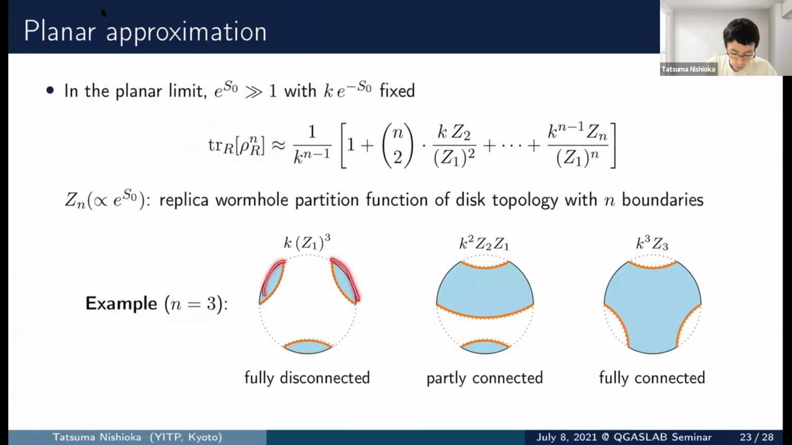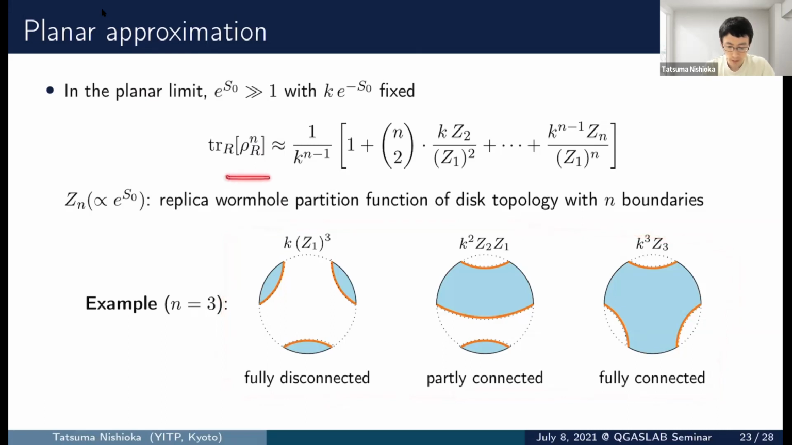The first configuration you would come up with is just a three disconnected geometry. Okay, so this is fully disconnected geometry. But you can partially connect these asymptotic boundaries just using one wormhole solution. So this is this one. This is partially connected geometry. So two asymptotic boundaries are connected by one wormhole. And of course, you have fully connected geometry. So three asymptotic boundaries are connected by the one wormhole solution. So typically, the trace of rho_R to the n is just given by the sum of all these configurations.